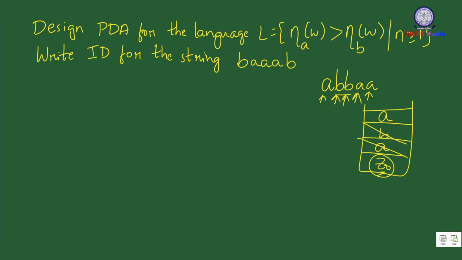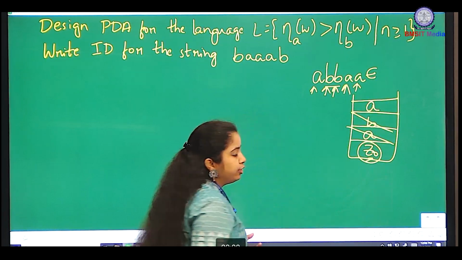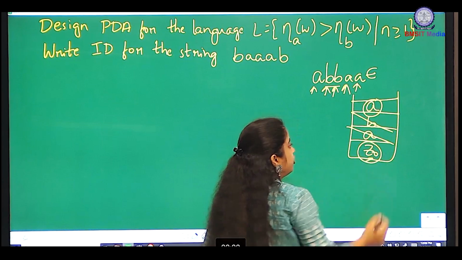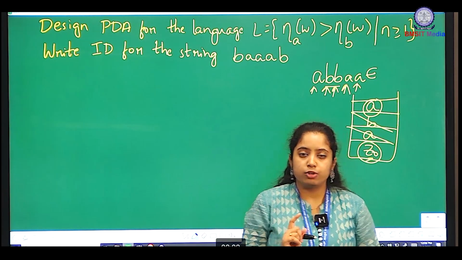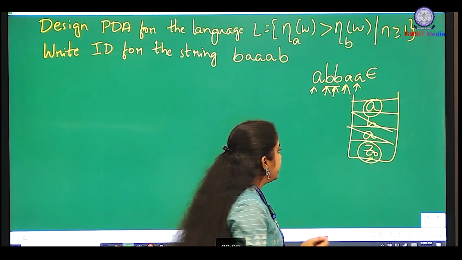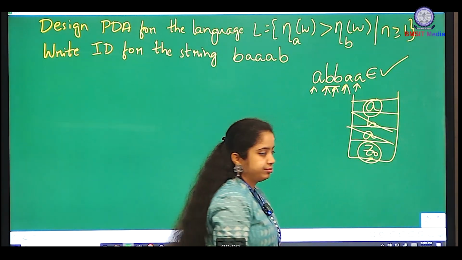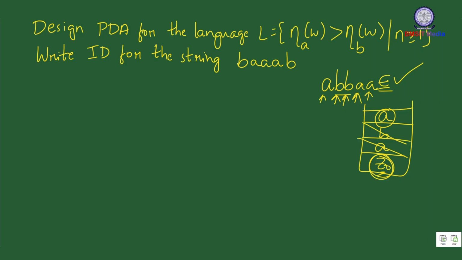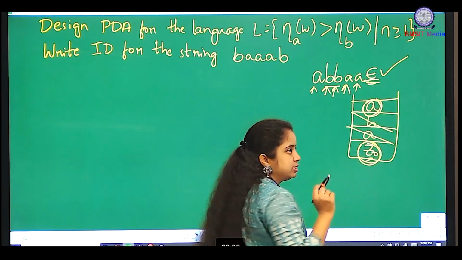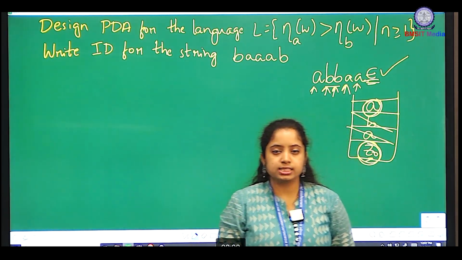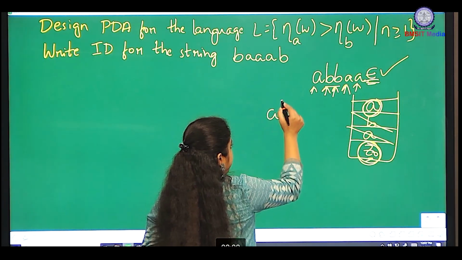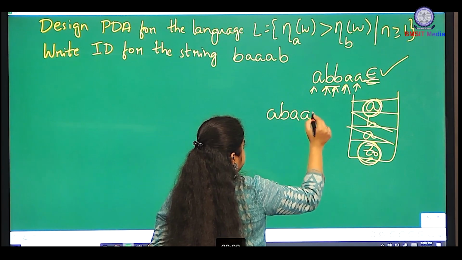When you reach the empty, that is the end of the string, epsilon, what will be in the stack? You should be left with at least one A. Then this has to be accepted. So epsilon should not read Z0. If it reads Z0, it will not go to the final state. So at the end of the string, if you have at least one A in the stack, then you will accept that string. We will see one more example, A, B, A.